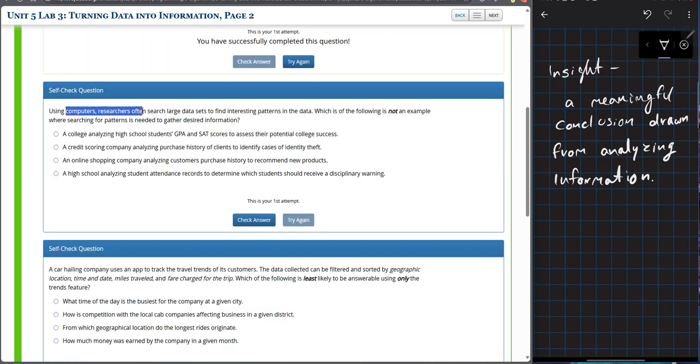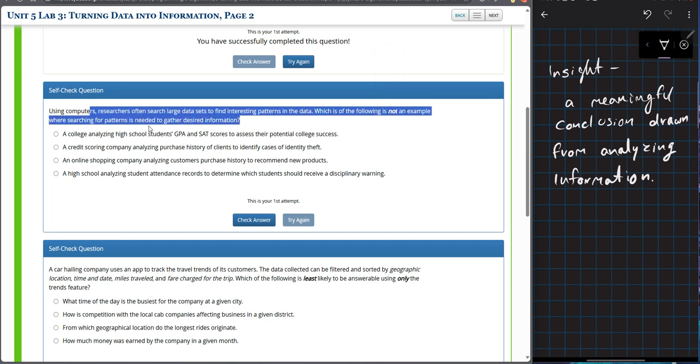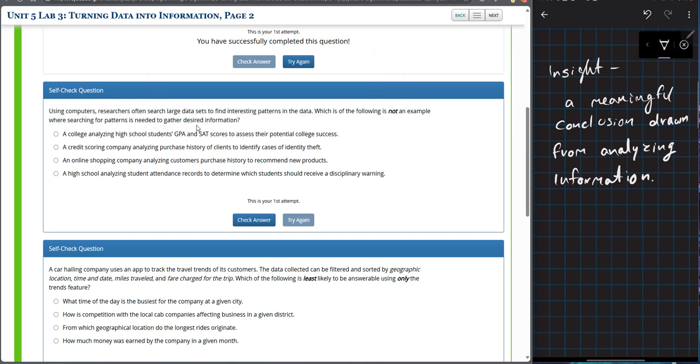Using computers, researchers often search large data sets to find interesting patterns in data. Which of the following is not an example where searching for patterns is needed to gather information? So we're looking for not an example where searching for patterns is needed to get information. So we're looking for a specific piece of information that patterns are not useful for. So let's look at the answers.